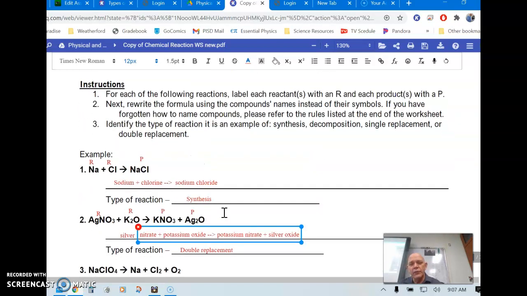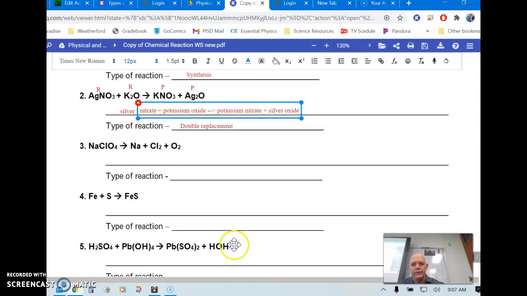So that's what I'd like for you to do for the rest. Always do the R's and the P's first, then do the type of reaction, and then come back and write the names of the compounds.